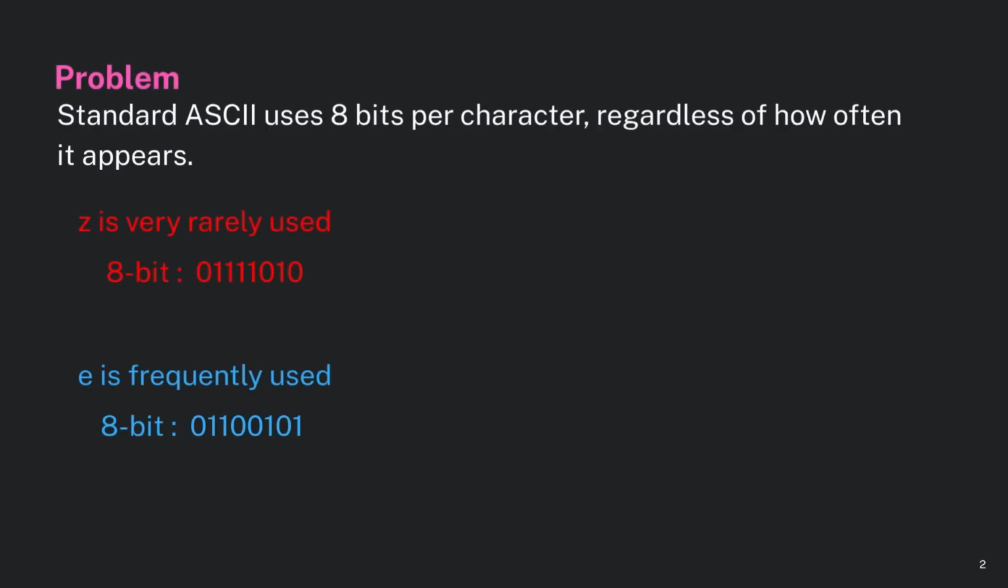The core idea is simple. In standard text encoding like ASCII, every character takes exactly 8 bits. So, whether it's a rare letter like Z or a super common one like E, no matter their frequencies, we are using the 8 bit encoding for all of them. But what is the problem here?